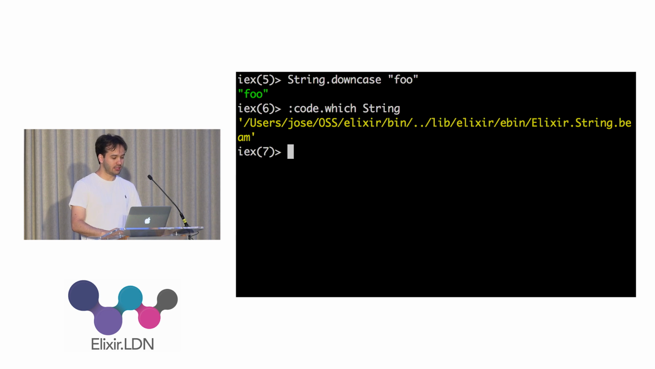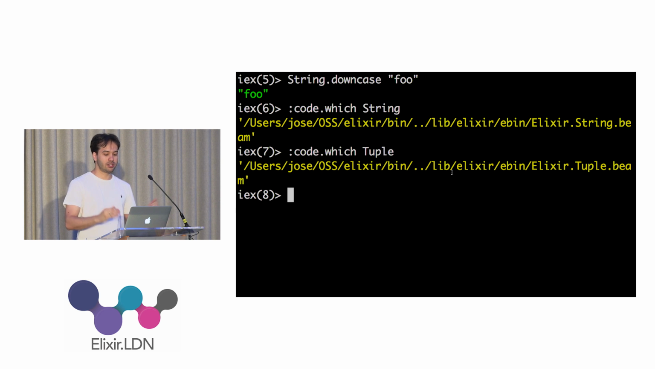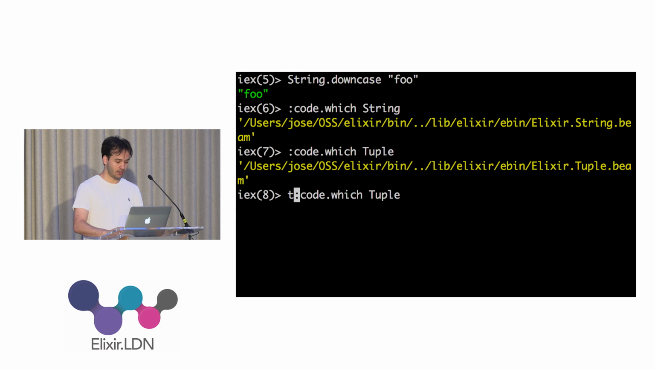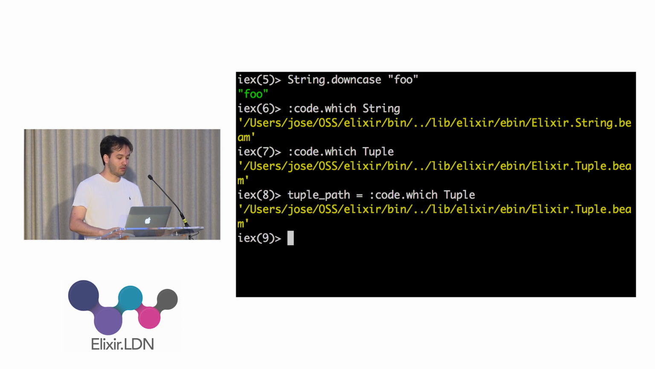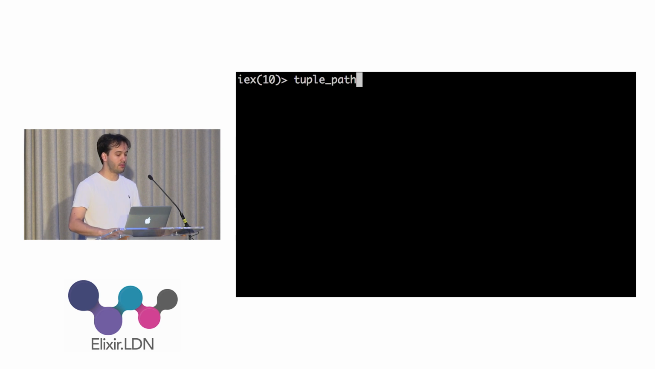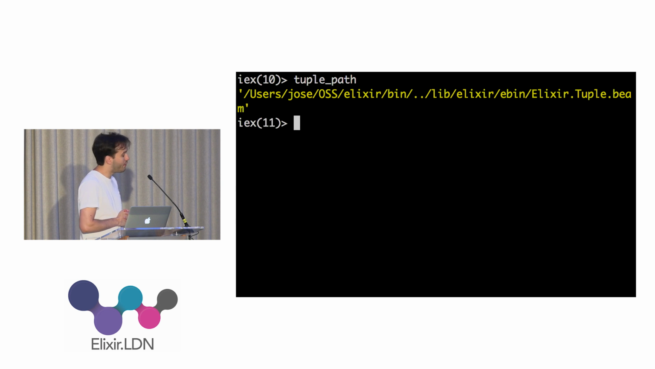What I'm going to do works for every module, right? So for example, we have a tuple module, which is a smaller module than the string one. And we can find the location for the tuple bin file. I want to store that somewhere because we're going to need it a couple times, right? So now I have this tuple path variable that has the location of the tuple bin file. And now I want to see what is actually in this bin file.